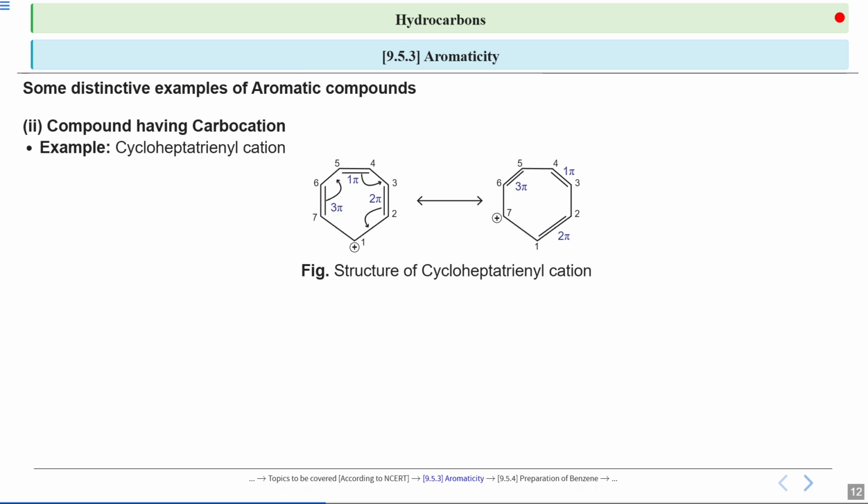Take a look at the structure of the cycloheptatrienyl cation shown in the image. The ring is made up of 7 carbon atoms and the positive charge is spread out across the ring. This delocalization is what allows the compound to be aromatic even though it is a carbocation. The structure is often called the tropylium ion. So, what can we say about the criteria? The first criterion is met because it is already cyclic.